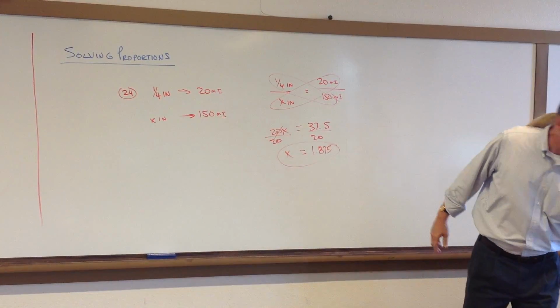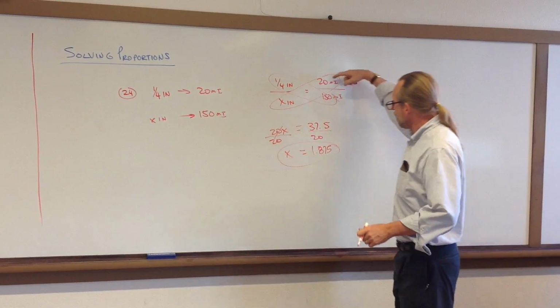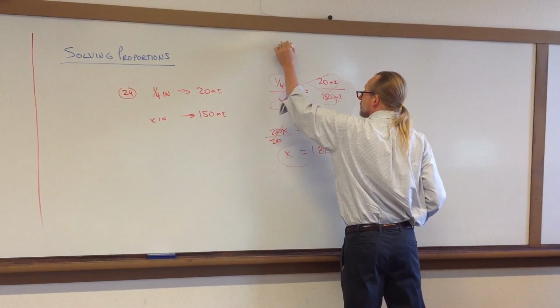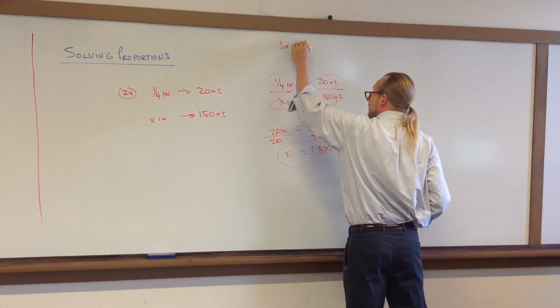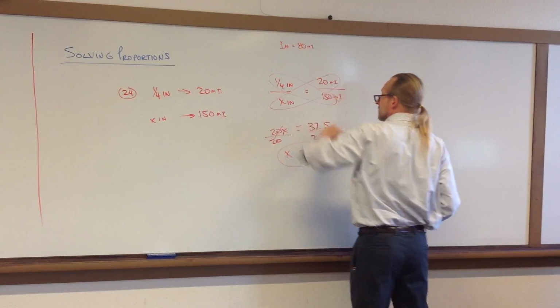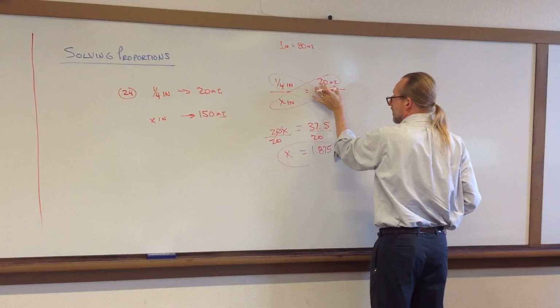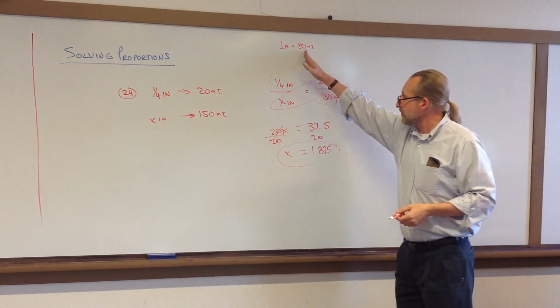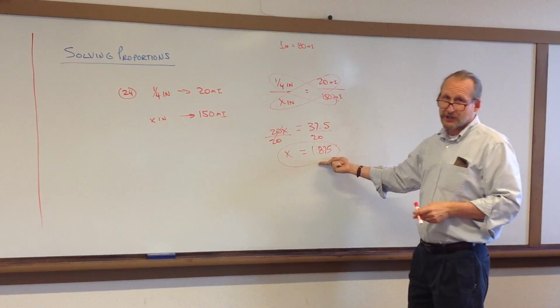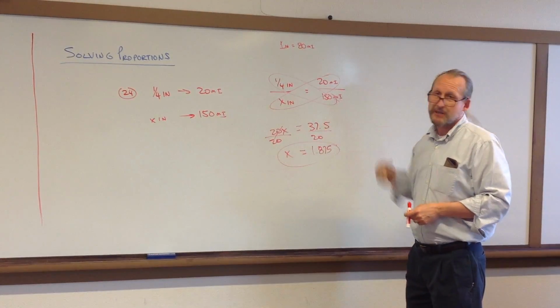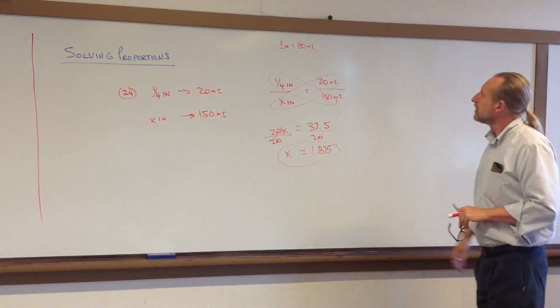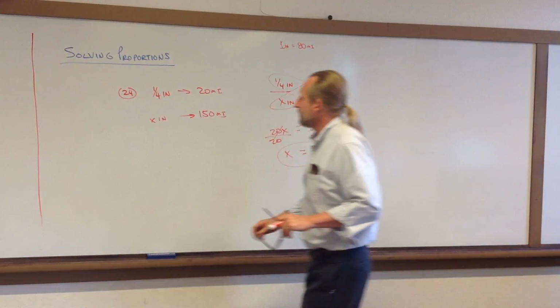I mean, one way that you can think about this is if 20 miles is a 1/4 inch, that says that 1 inch is going to be 80 miles, right? Take 4 of these to make 1, take 4 of these to make 80. So that means 2 inches would be 160. This is just short of 2 inches to be 150. Yeah, that seems to make sense. Okay? All right, so that's problem 24.